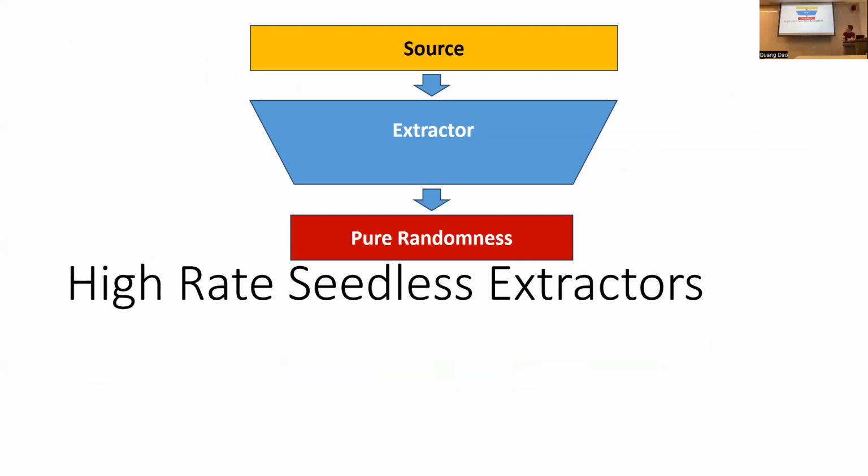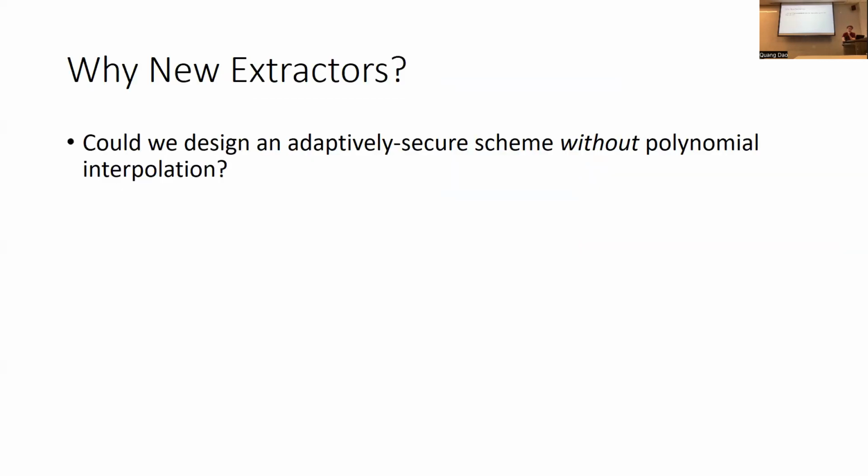So a randomness extractor just takes a source of entropy that's not purely random. I guess it could be purely random. But the idea is it's going to squeeze it down so that we get uniform randomness out of it. I'd like to note that this might be an interesting tool outside of secret sharing as well. So you might wonder, why do we need new extractors? Well, could we design a scheme without using polynomial interpolation?